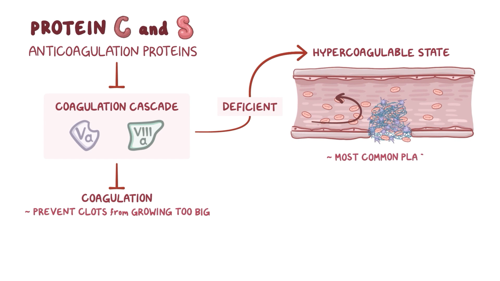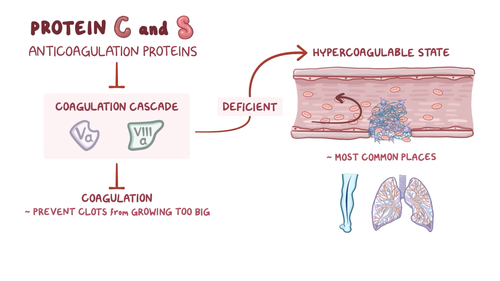The most common places for such clots to develop are in the deep veins of the legs and in the vessels that carry deoxygenated blood through the lungs. Normally, protein C and protein S are two of many proteins or enzymes that regulate the complex process called hemostasis.